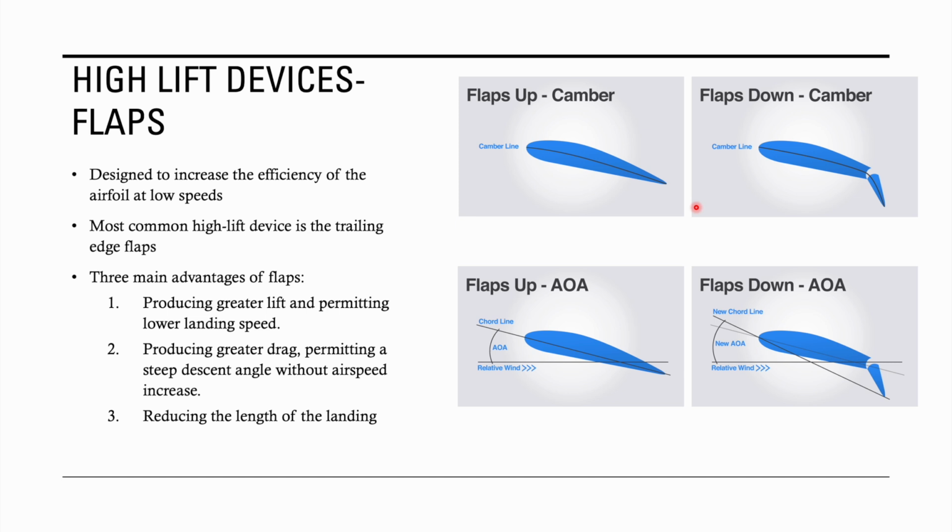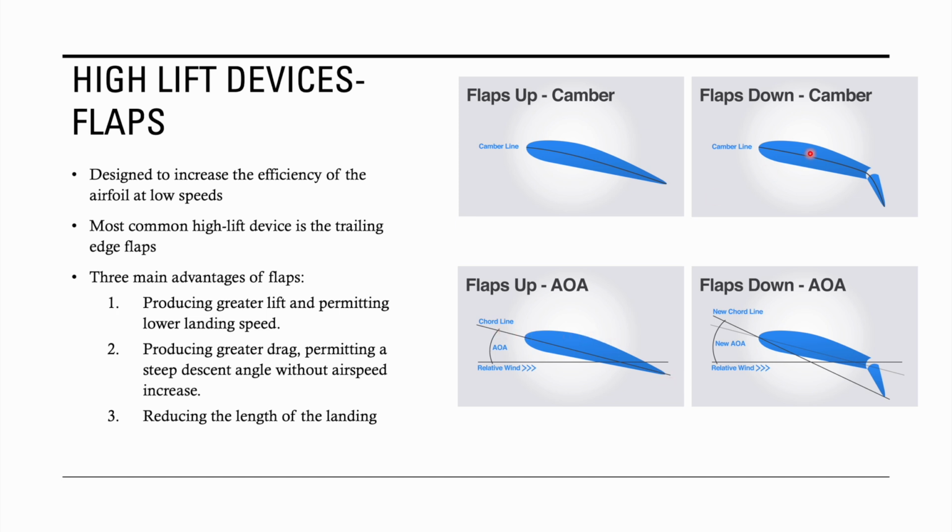So we have high lift devices. Our primary one we'll talk about is the flaps. So this is just going into the aerodynamics of how your flaps work. With your flaps up, this is showing the camber line going from the leading edge to the trailing edge. If you were to divide the top half and the bottom half of the wing into even halves, it would form the camber line. Now if you were to draw a straight line from the leading edge to the trailing edge, that would form your chord line.